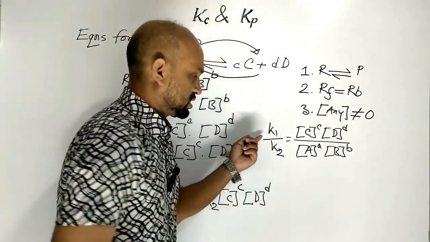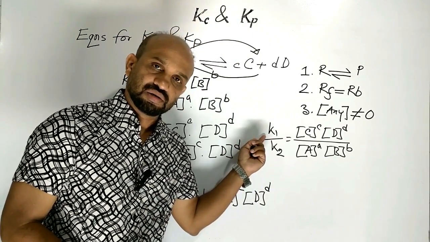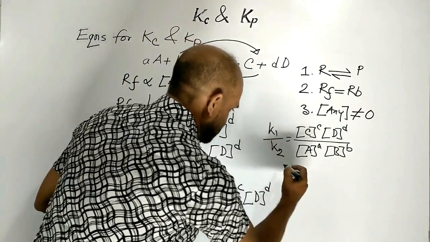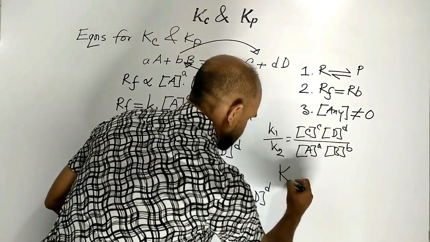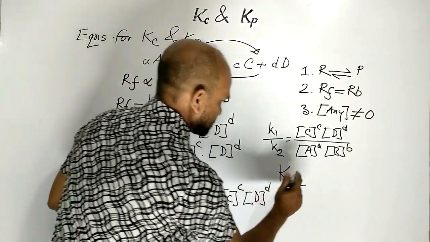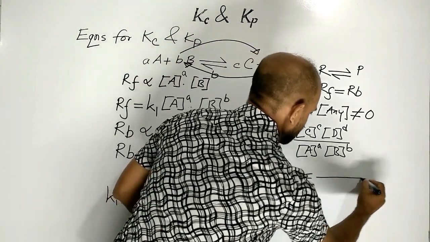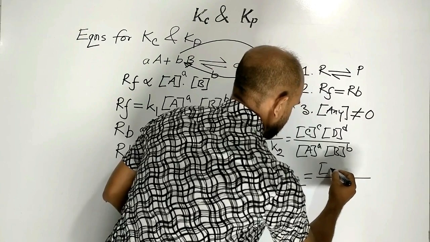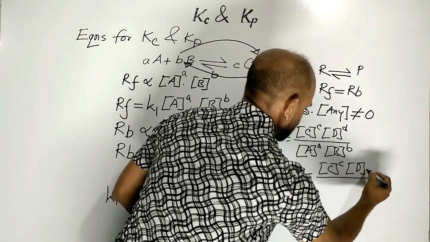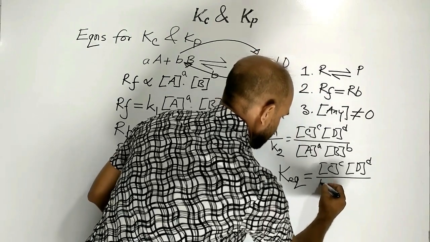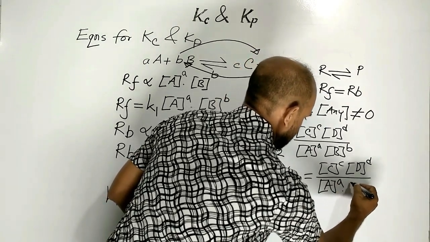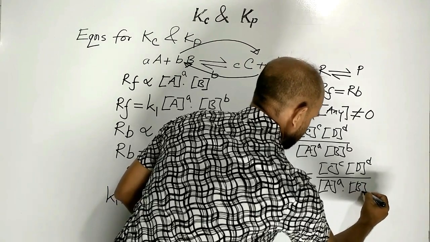Here K1 constant and K2 constant. Now we can put here a new constant which is called equilibrium constant. This is equal to, we can write, concentration of C, concentration of D divided by concentration of A, concentration of B.